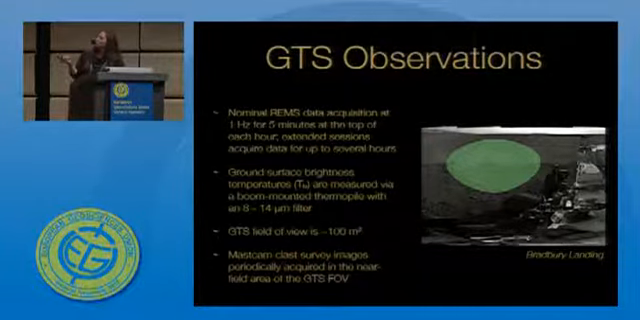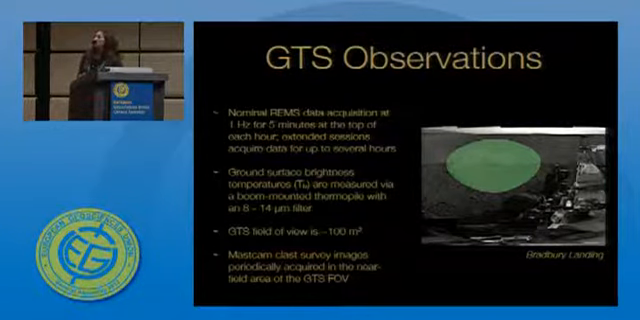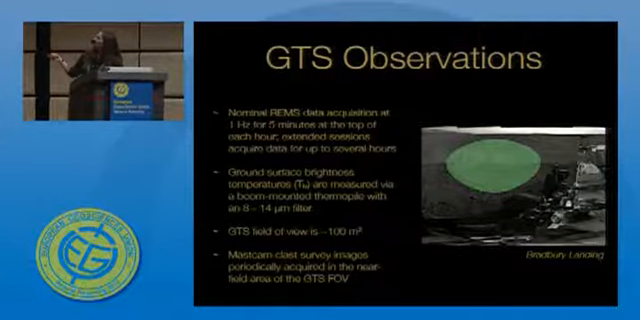The ground surface brightness temperatures that we're measuring here are measured by a thermopile mounted on one of those booms on the mast. The one we're using has an 8 to 14 micron filter, so we're looking at long-wave infrared brightness temperatures here. The field of view of the sensor is about 100 square meters. What you're seeing here is a NavCam image of the rover. The wheels are here. It's slightly distorted because it's a wide-angle view. This is the rear of the rover.